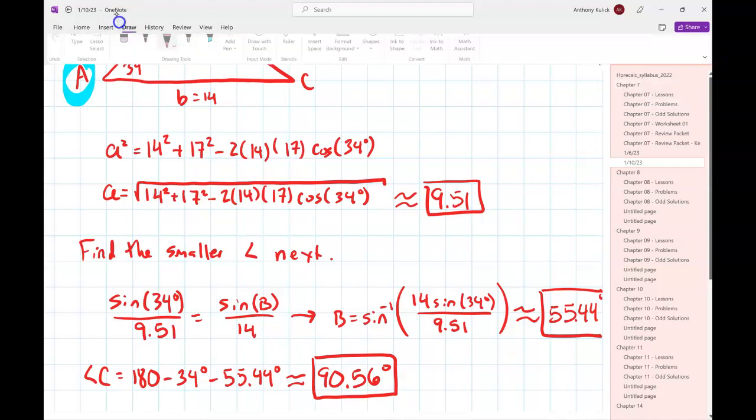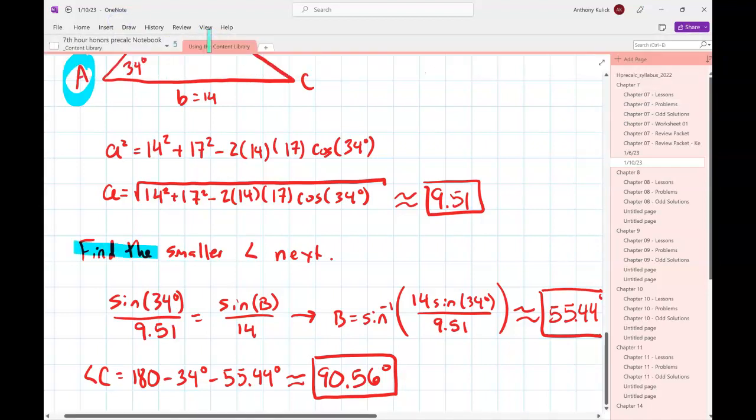So again, the key here to remember is when we're going to find the angles in this side angle side situation, you want to find the smallest angle first. Okay?